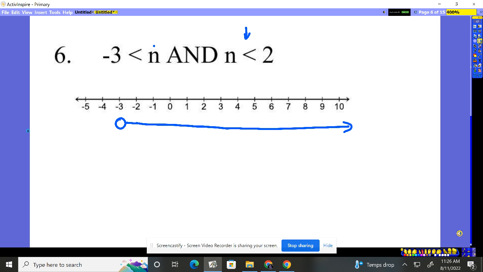Now let's look at this piece. We need numbers less than 2. Well, here's 2. It doesn't include it. We need it less than. We need it going that direction. So what numbers do you see in both? Because it doesn't say or, it says and. It has to be both.